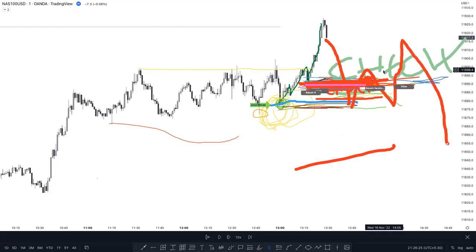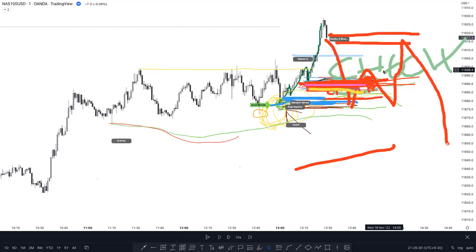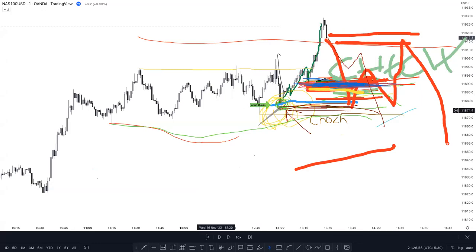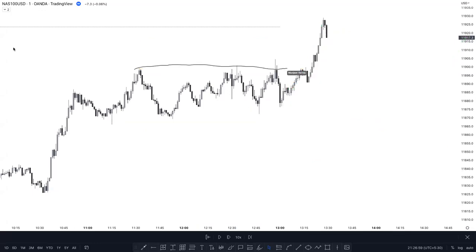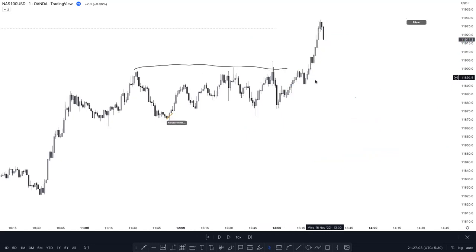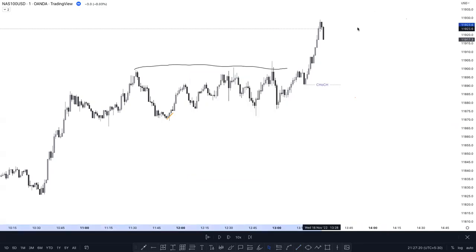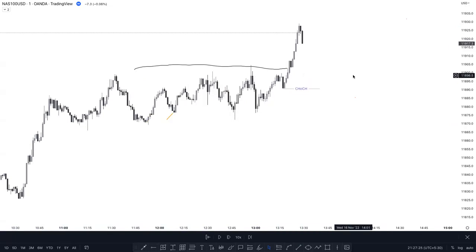Okay, perfect. So technically, this one is our first pullback here. This low is here. This one is our actual change of character, because this one is our first low after this high. Once market takes out this change of character, you can sell like this.